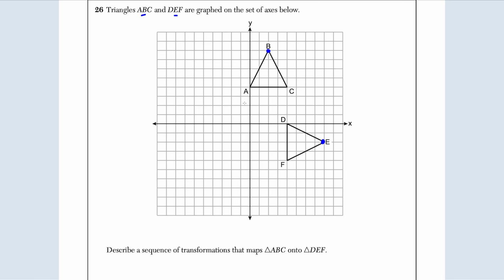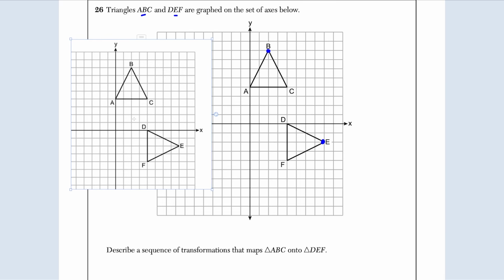That tells me we're going to have to rotate this triangle, because point B is facing up, but in the image, point E is facing to the right. So we're going to have to rotate. Now, personally, I can't memorize the rules for rotation, so what I like to do is take my paper and actually rotate it.